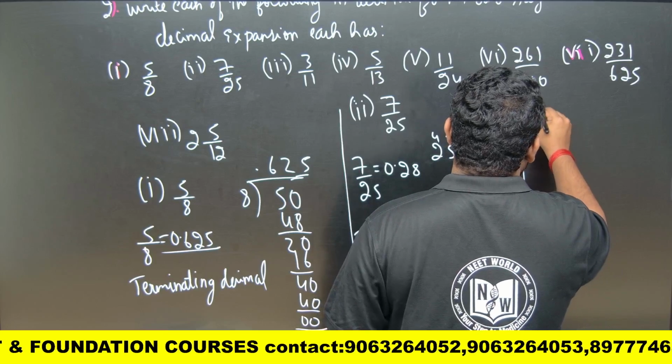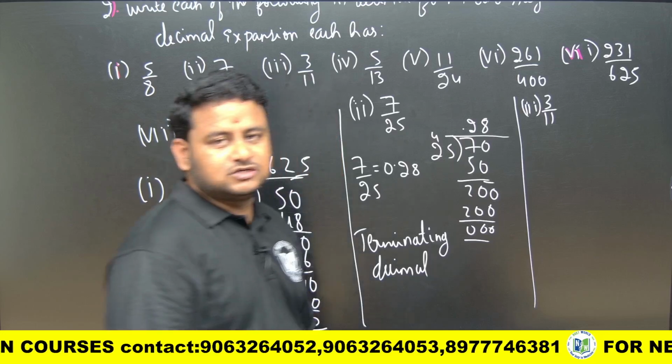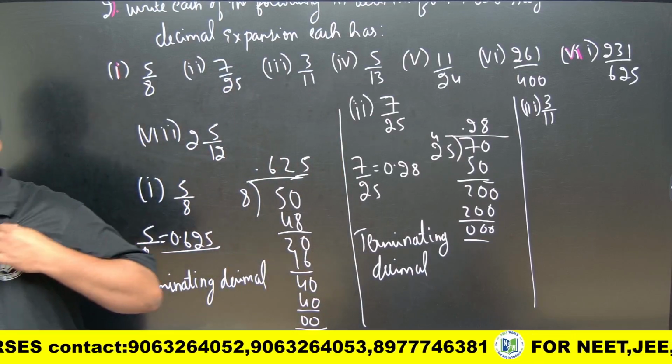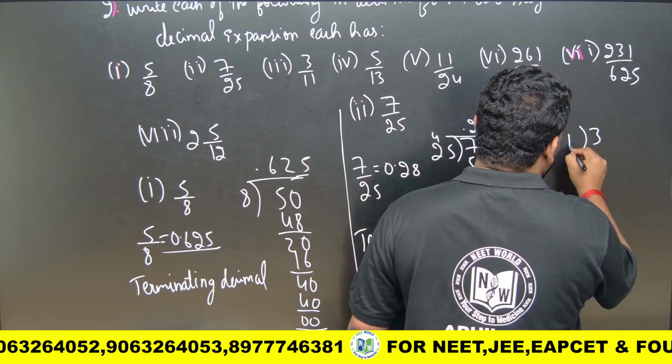So third question, 3 by 11. This is the third question. Now what I can do with this third question, see here, I have to write 3 here, and 11 I have to write as the divisor.